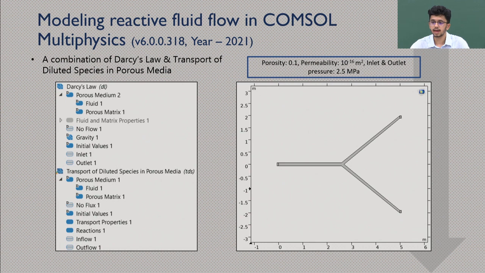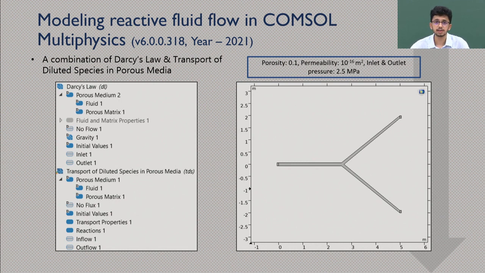There is also an inlet on the left side, which is an open boundary, and there are two outlets on the right, which are also open boundaries. Both the inlet and outlet pressures are 2.5 megapascal. And the closed boundaries here emulate the boundaries of the fracture zone, which are impermeable.